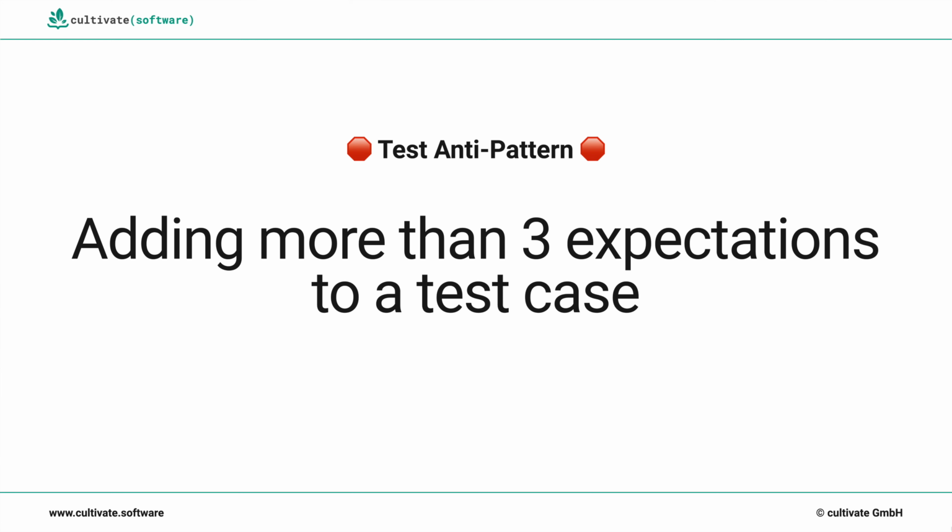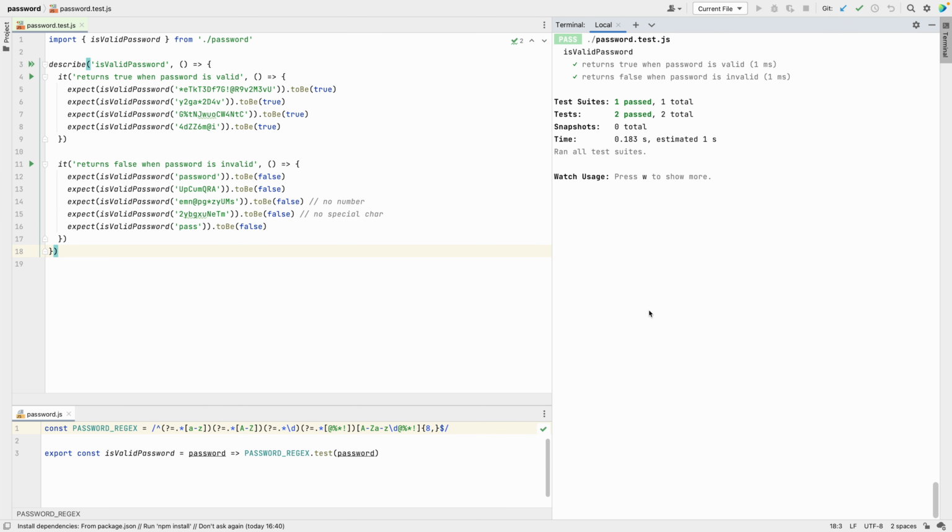Let me give you an example. Let's assume we inherited a project and we are now facing this code. We have an isValidPassword function that is based on this ugly regex, and we have 2 tests. Here's the test protocol: isValidPassword returns true when password is valid and returns false when password is invalid. The problem with these tests is that having more than 3 expectations in one test is a strong indicator that multiple test cases are mixed together. These tests often carry implicit knowledge, and maintaining these tests will be difficult and expensive.